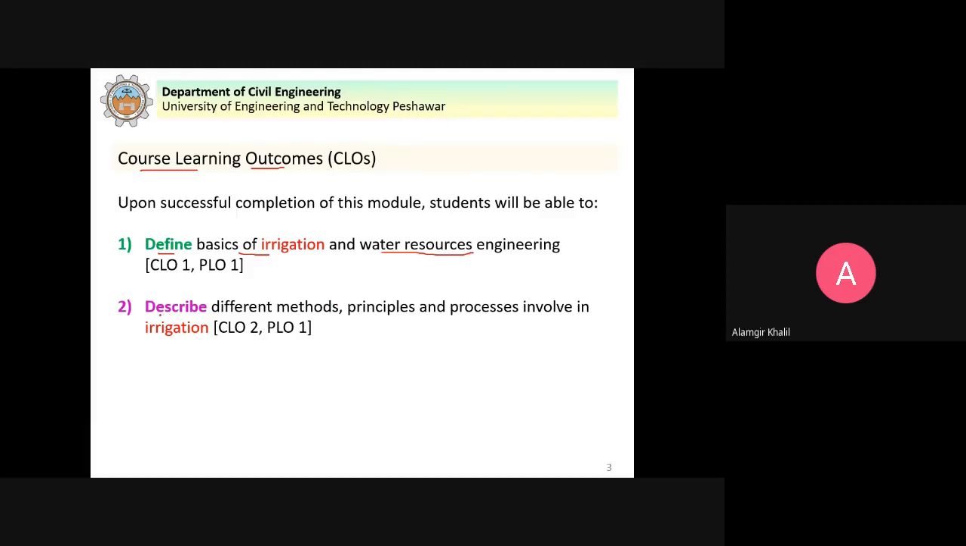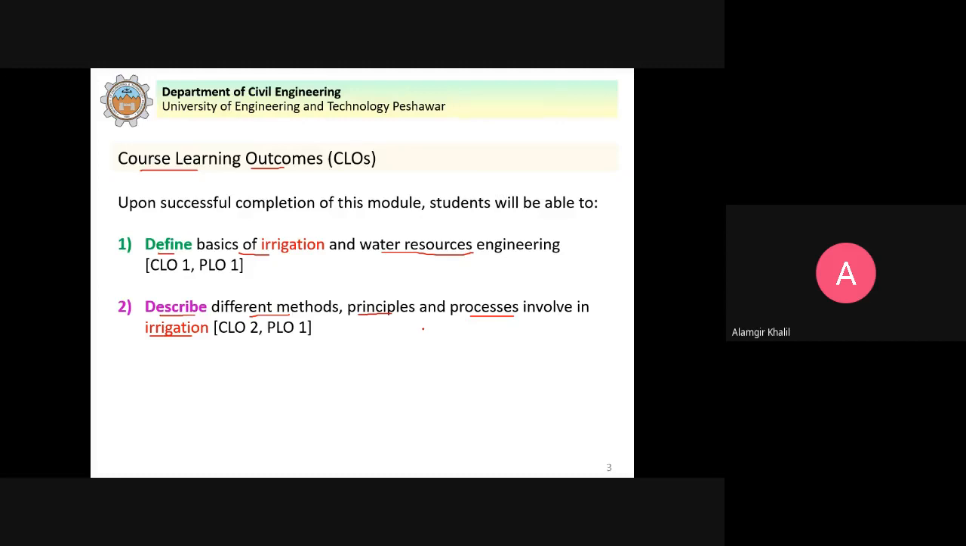The second CLO of the course is to describe different methods, principles, and processes involved in irrigation. So you should be able to describe the different methods of irrigation, and the other principles and processes involved. For example, we have the different types of hydraulic structures that we need to provide. We have dams. Then we have to supply the water to the crops through a network of canals.